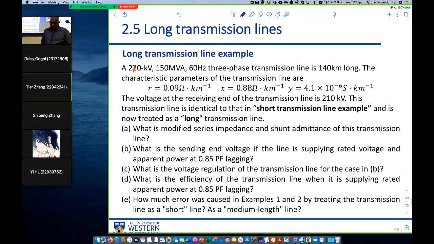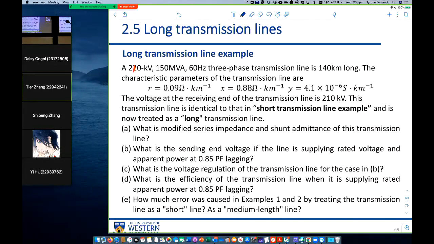All right, so let's take a look at this example. You've done the same example for the short and medium transmission lines, and now we are looking at the long transmission line. It's the same example, right? So a 210, that's a typo. It's not 220, it's 210 kilovolts, 150 megavolt amps.